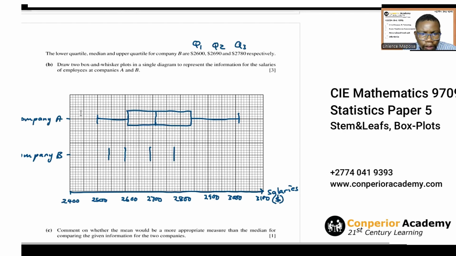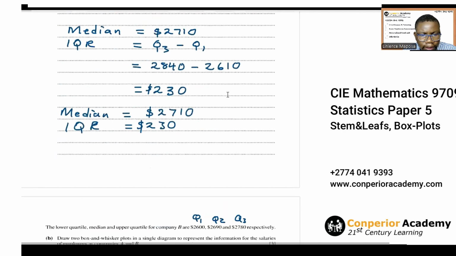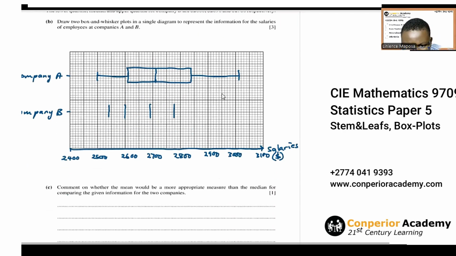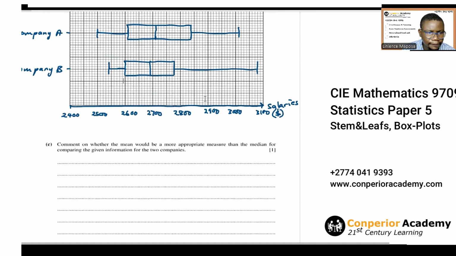And then I need Q4. Q4 is the largest value, which is 3,090. So I need 3,090. 3,090 is right here. Okay, so connect Q3 to Q4. There's a very long tail, so the data is skewed, compared to company A. And then I have that. So this is my box and whisker for company B. So I'm done. Then it's a comment on whether the mean would be a more appropriate measure than the median for comparing the given information for the two companies.